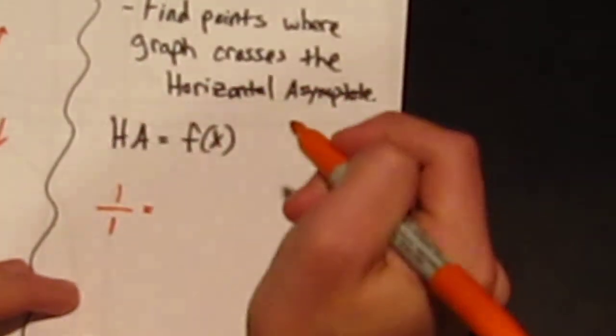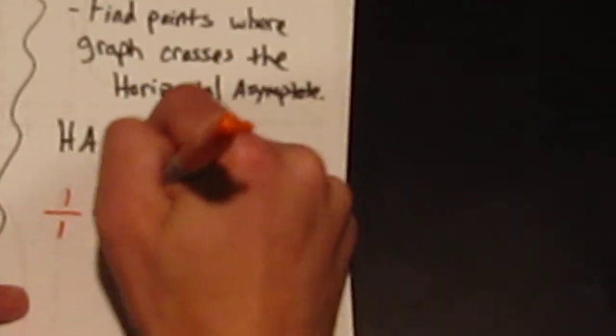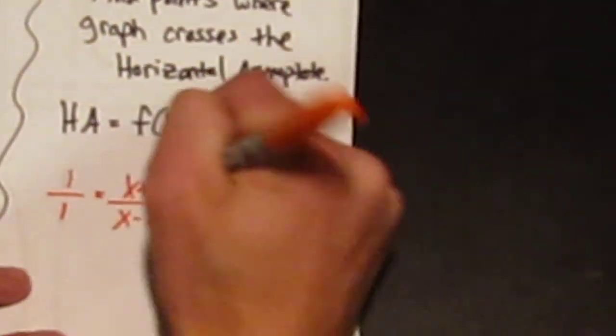So 1 over 1 equals f of x, and that's x plus 4 over x minus 2. And then you're just going to cross multiply this. x plus 4 equals x minus 2. And then these cross out, and then you're going to have 4 equals negative 2, which isn't true. And so no points cross the horizontal asymptote, none.